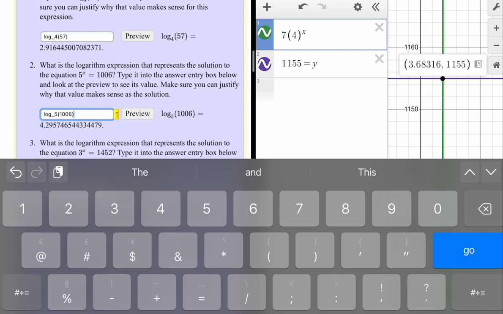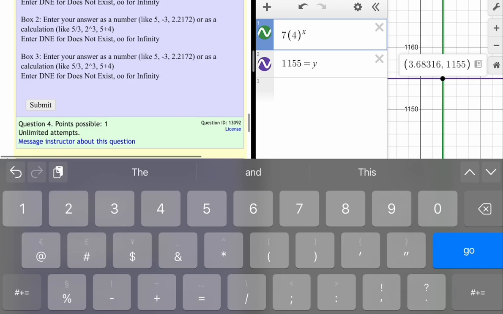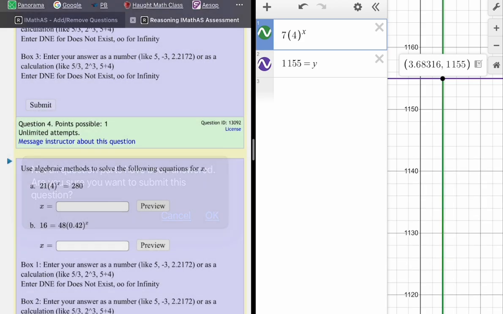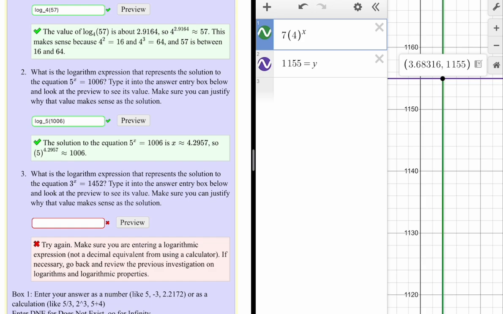The log base 5 of 1006. So our base is 5, our number's 1006. So whatever your numbers are, it would be accordingly. And then part 3 says, what is the logarithmic expression that represents a solution to that?